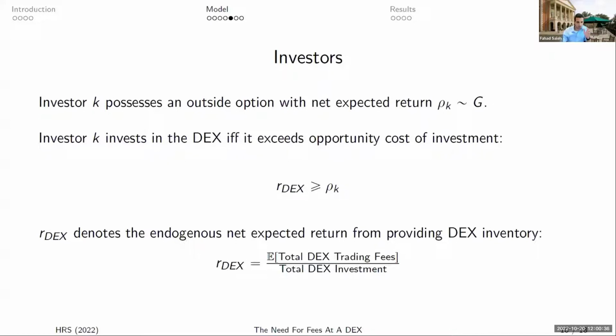Now, an important point here is that this net expected return from providing inventory to the DEX is conceptually quite straightforward, but there's some complexity in terms of properly understanding it in equilibrium. So first, just in terms of what it means at a conceptual level, the return you're going to get is the trading fees that are generated divided by the capital that is put in. The fees are actually random, so it's the expected trading fees. If you're risk neutral, that's what you're going to care about, divided by the total DEX investment that is actually provided. But the important piece here is that everything in that equation is endogenous.